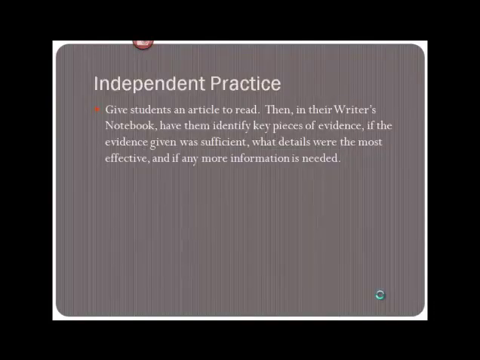Finally, for independent practice, you'll have the students do the same type of thing, except you may have them work individually if you allow them to work with partners in guided practice. There might not be a class discussion following this, but have the students read an article and then in their writer's notebook, have them identify what those key pieces of evidence were, if the evidence given was sufficient, what details were the most effective, and if any more information is needed. If you prefer, you could also require them to fill out an evidence chart instead of writing in their writer's notebook about the validity and solidarity of the evidence.